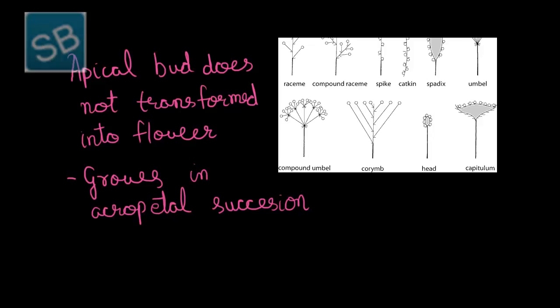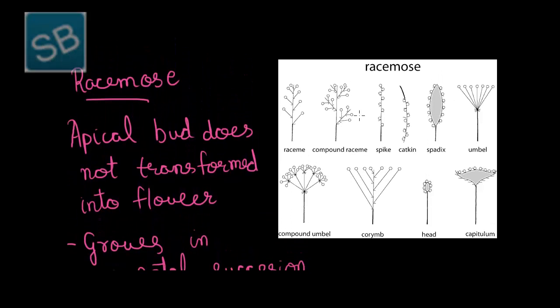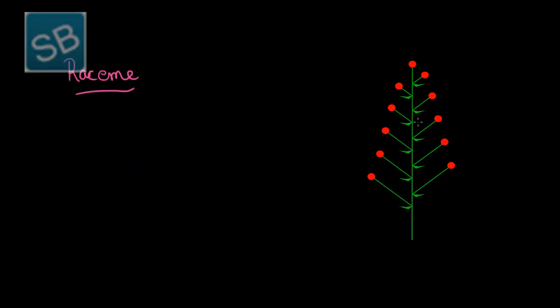There are various types of racemose inflorescence, as it can be seen from the figure. Basically, six types of racemose inflorescence occur. First is raceme, then spike, catkin, spadix, umbel, and capitulum. Let us understand each of them in brief. Beginning with the first type, raceme.